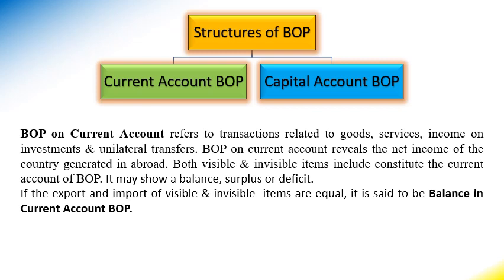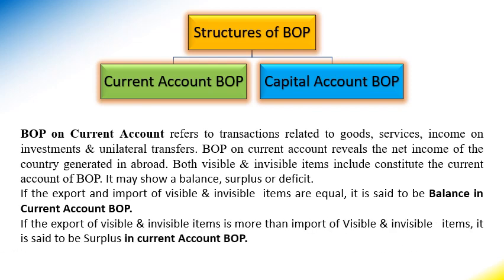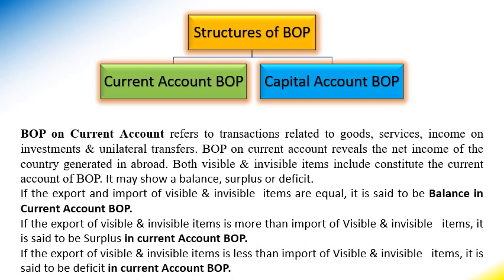If the export and import of visible items are equal, we call it the balance in current account BOP. If the export of visible and invisible items is more than the import of visible and invisible items, then it is said to be the surplus in current account BOP. And last, if the export of visible and invisible items is less than the import of visible and invisible items, then it is known as the deficit in current account BOP.